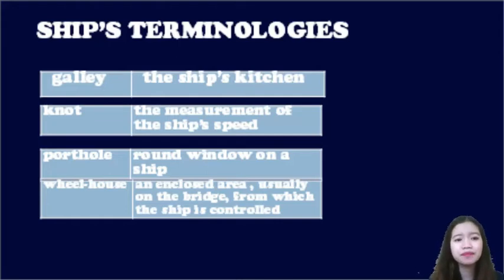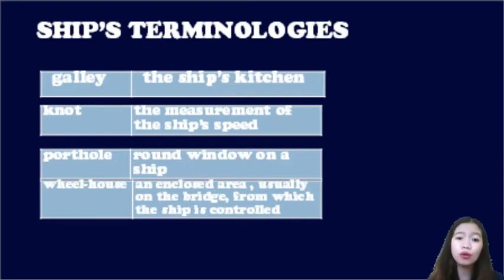Knot. Knot is the measurement of the ship's speed. Compared to land, where sometimes we measure speed as kilometers per hour, on board ship we use the word knots. For example, 18 knots means the ship is running 18 nautical miles per hour. So, that is the meaning of the word knot. It is the measurement of the ship's speed.